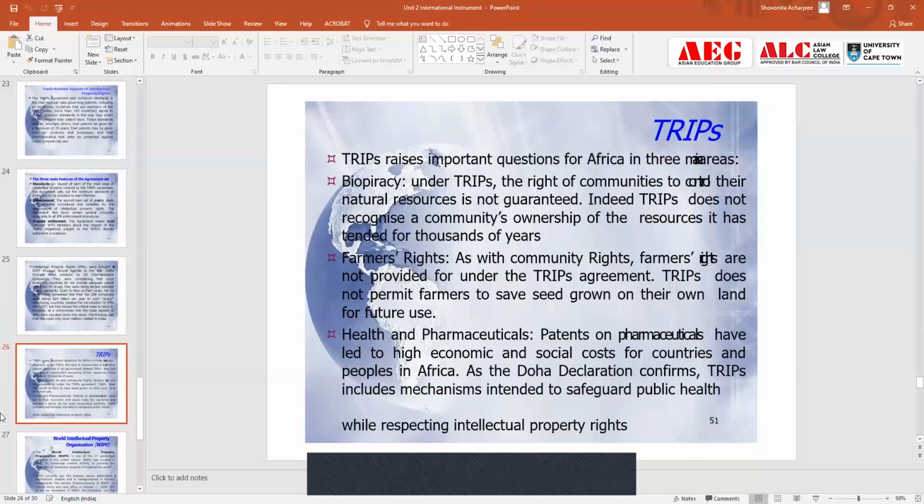Now, what is biopiracy? Biopiracy is where the right of a community over natural resources is not guaranteed. Indeed, TRIPS does not recognize community ownership of the resources it has tended over 1,000 years. Farmers' right, that is the right given to the farmers, is not provided for in the TRIPS agreement, but TRIPS does not permit farmers to save seeds grown on their own land for future purposes.